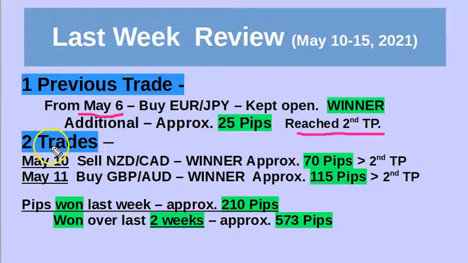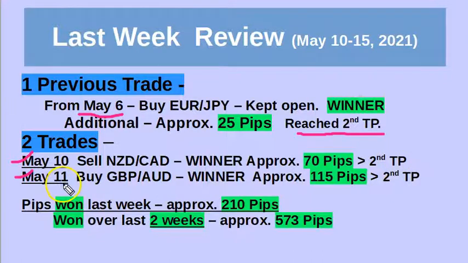Now, this previous week, we had two trades on May the 10th and May the 11th. The first one was a sell New Zealand CAD, and it was a beautiful winner for approximately 70 pips. That's quite good. It did reach our second take profit level.